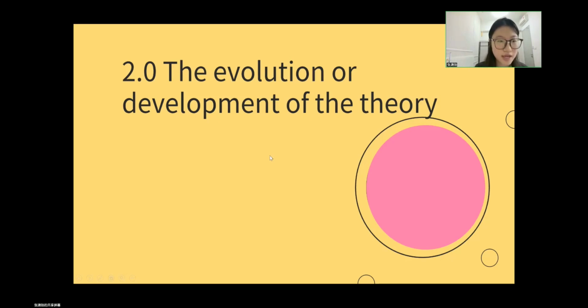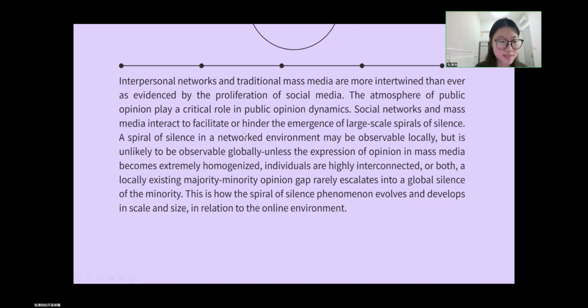In the following, continuing the research above, we have conducted an exploration of research change and development. Interpersonal networks and traditional media are intertwined. The entertainment atmosphere plays an important role, and the online environment makes it possible to observe globally.